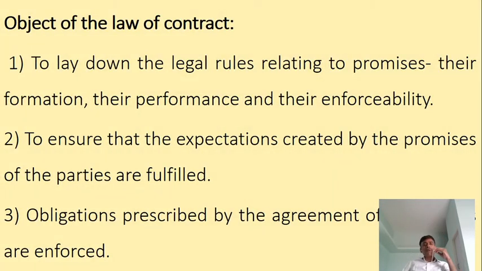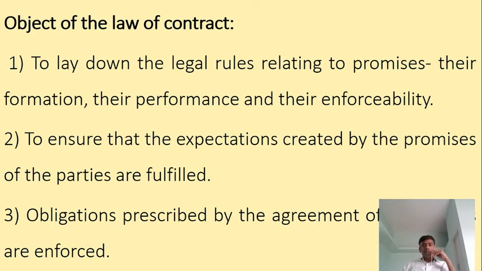What is the object of law of contract? See, now the object of the act is separate from the object of law of contract. First one, to lay down the legal rules related to promises. To lay down the legal rules means provisions or principles related to promises made by the parties. Who are the parties entered into the contract? It frames the rules related to them: formation of contract, performance of contract, enforcement and so on.